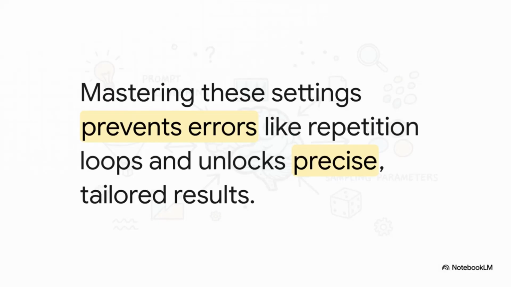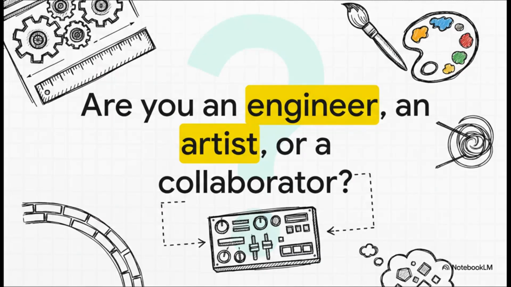So what's the big takeaway here? Learning about temperature, top K, and top P isn't just about tweaking for fun. It's about preventing common errors, like those annoying repetition loops. It's about turning a generic tool into a precise instrument that gives you powerful, tailored results whenever you want them. So the next time you write a prompt, you're not just a user anymore. You have the control panel. The only real question left is, what are you going to build with it? Are you going to be an engineer who demands precision, an artist who's looking for creativity, or something else entirely? The choice, now, is finally yours.